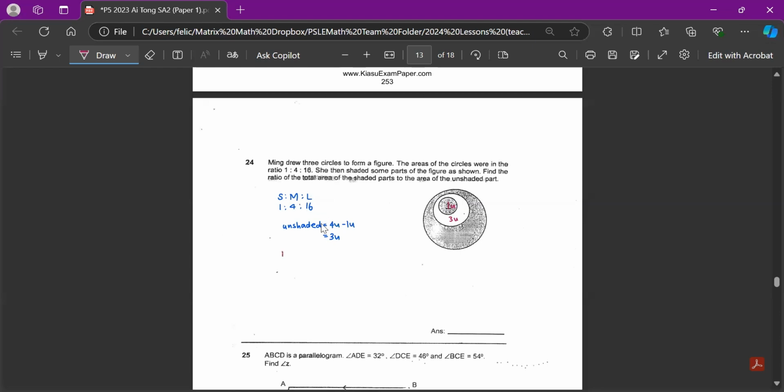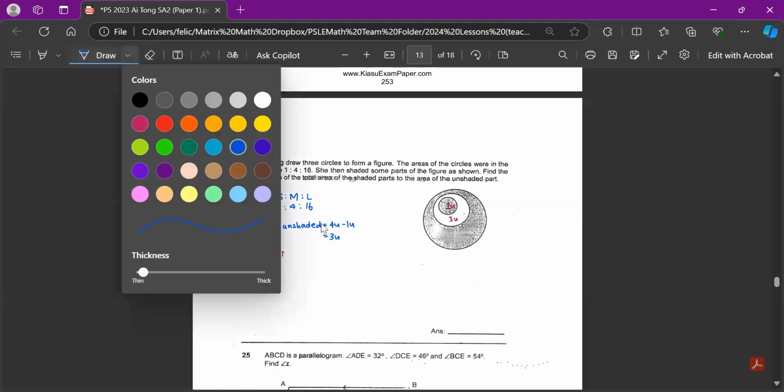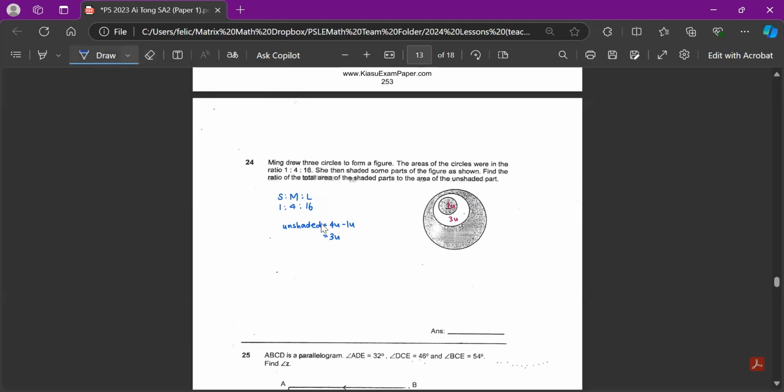So let's call that the big gray part, the big unshaded part. Oh, sorry, big shaded part. So both are fine. You can take 16 minus 4 also can. 4 is the whole medium circle. That works also.